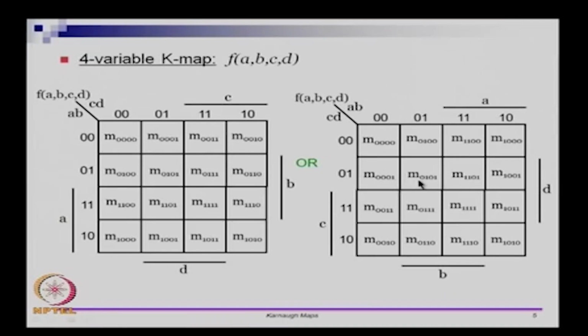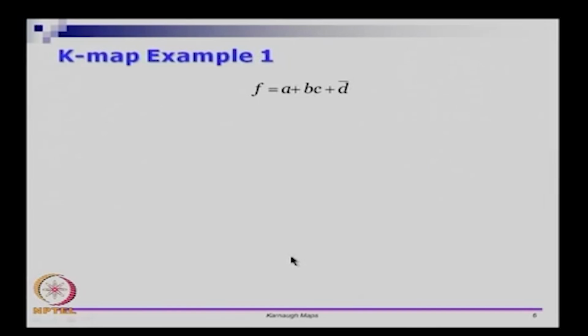So you can see that if I pick this cell, the function is in the order ABCD. To say what min term should go here, I should look at AB here, which is 01, and CD here is 01. So this is M0101. If I look at this cell here, AB equals 11 and CD equals 01. So this is M1101. So that is what we have here. So these 2 tables are actually equivalent, only the order in which A, B, C and D are picked is different here.